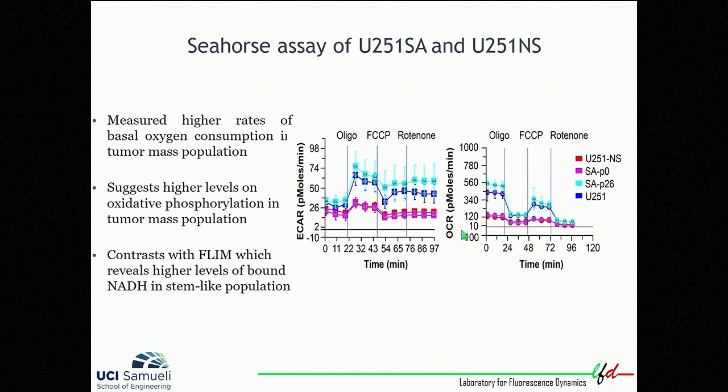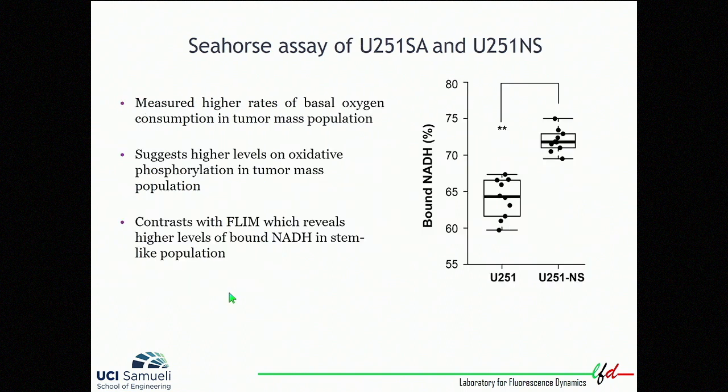And what we see with the Seahorse assay is that we're measuring higher rates of basal oxygen consumption in the tumor mass population. And this higher rate of oxygen consumption suggests oxidative phosphorylation in the tumor mass population, in contrast with FLIM, which reveals higher levels of bound NADH in the stem cell-like population. So that was kind of contradictory to what we are looking at with our FLIM data.